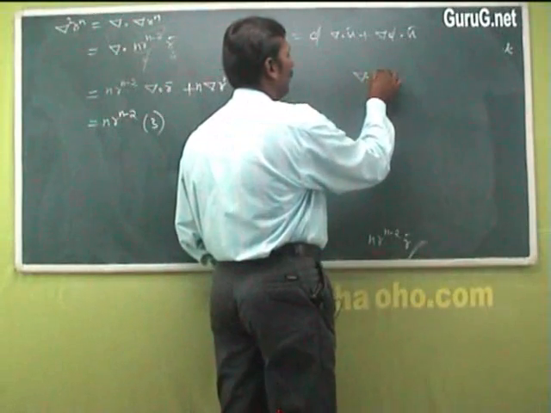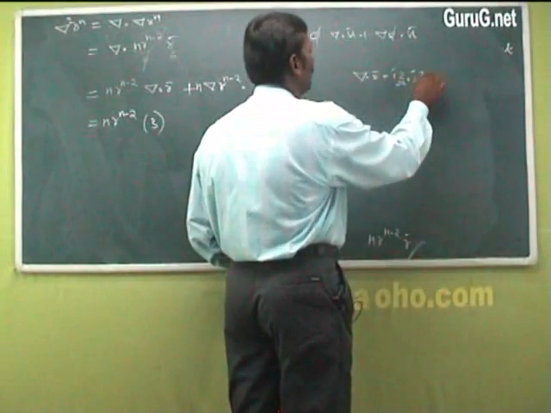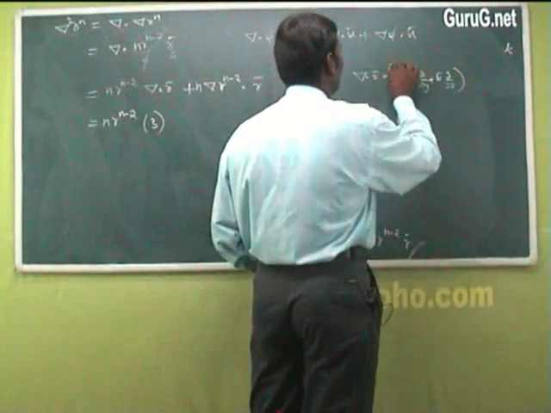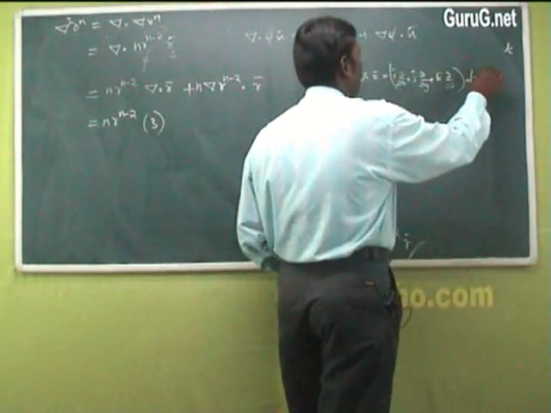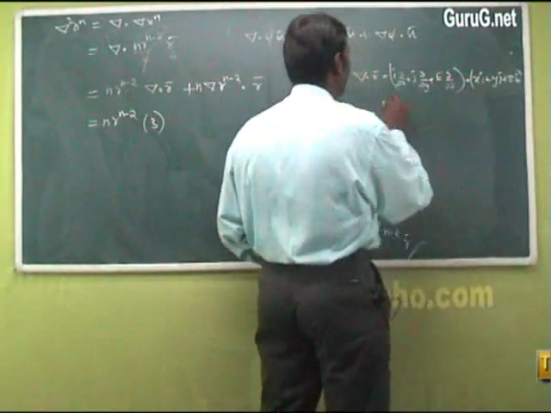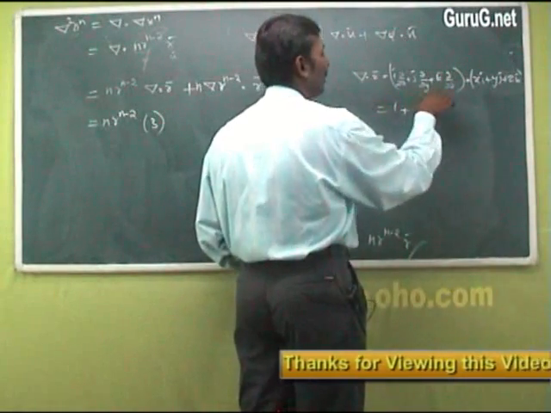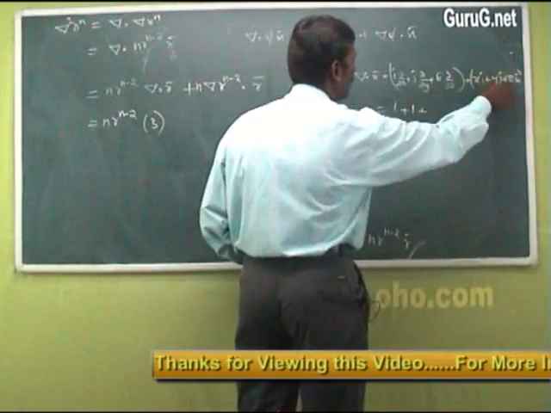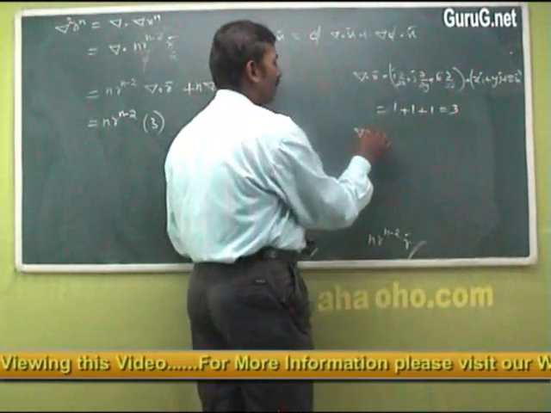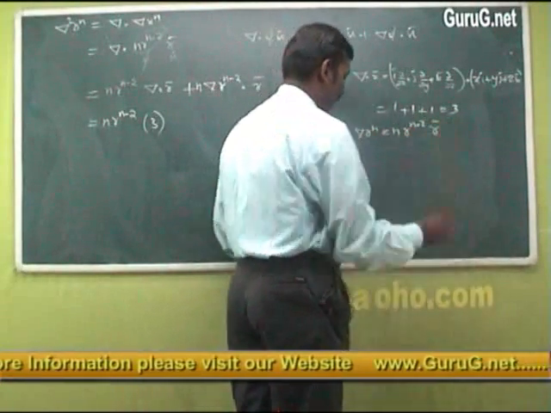So del dot r equals i into ∂/∂x plus j into ∂/∂y plus k into ∂/∂z dot r vector, the xi plus yj plus zk. So ∂/∂x of x is 1, plus ∂/∂y of y is 1, ∂/∂z of z is 1, so 3. So this is what? Del r power n equals n into r power n minus 2 into r vector, right?